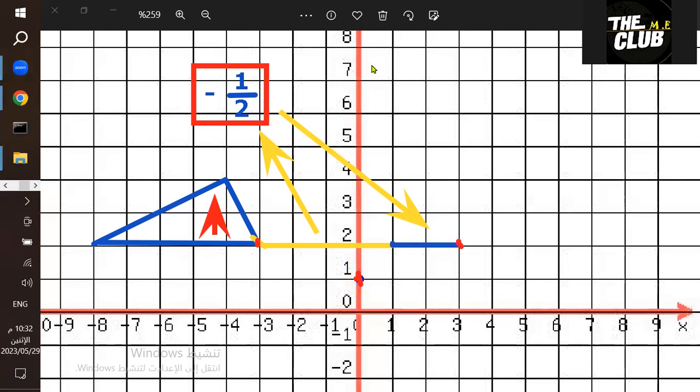How can I do this? I follow the same rules. How many are these? 5. 5 multiplied by half is 2.5. So it's going to be 1, 2.5 like this. Good.